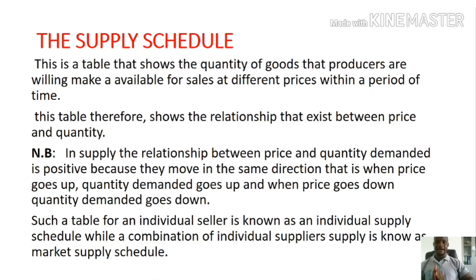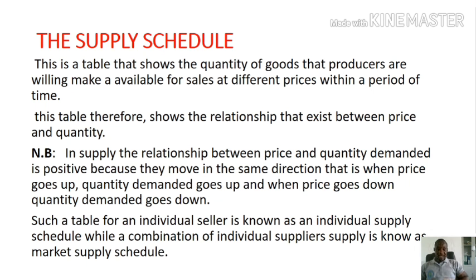Remember we said that supply is not effective if the producers don't have the willingness and the ability to make available goods for sale. So the supply schedule is now that table that shows the various quantities of goods that these suppliers are willing to supply or make available for sales in the market at different prices within given periods of time.